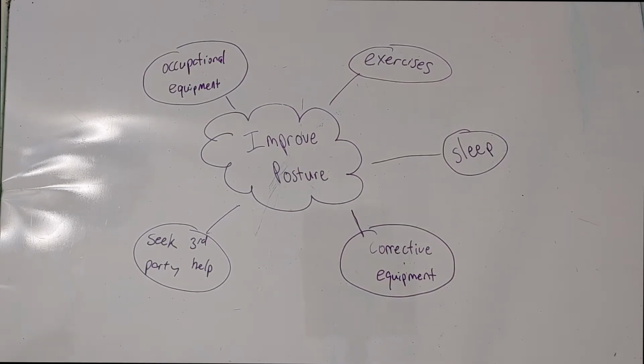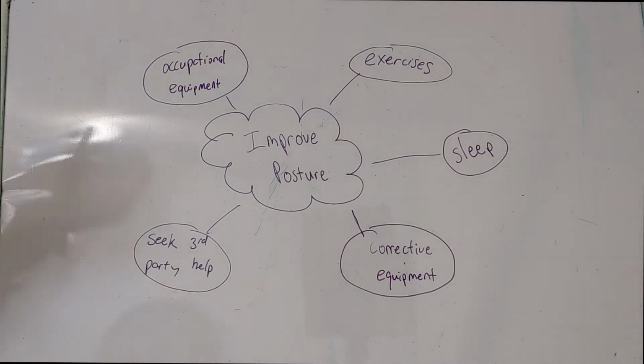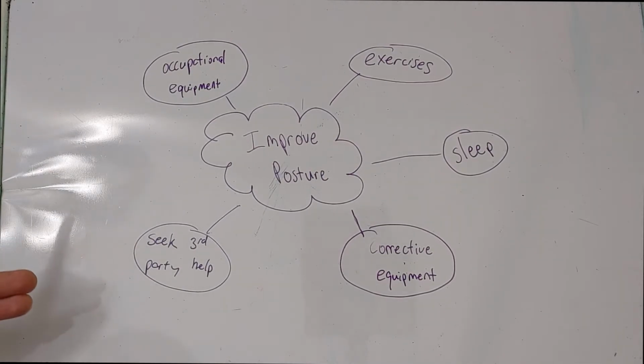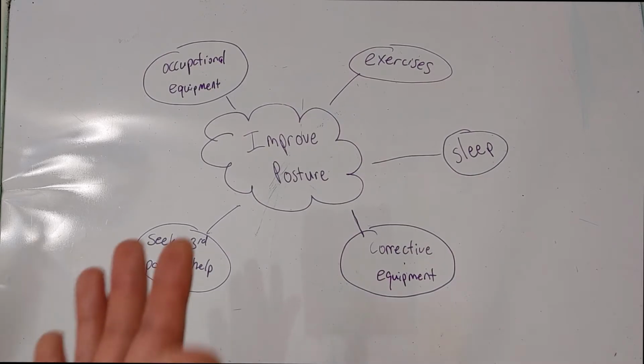So now we completed our mind map first stage. We added a couple extra ones. I added occupational equipment, seek third-party help, and sleep. So the way I like to come up with these categories, the way I like to use a method of thinking about it, is to use the phrase, you can solve the problem through blank. So you can solve the problem through occupational equipment. You can solve the problem through seeking third-party help.